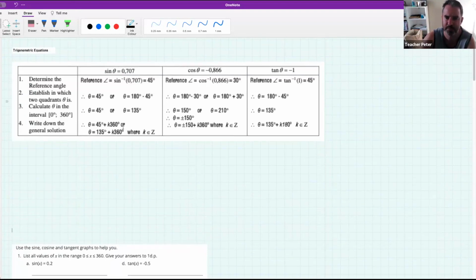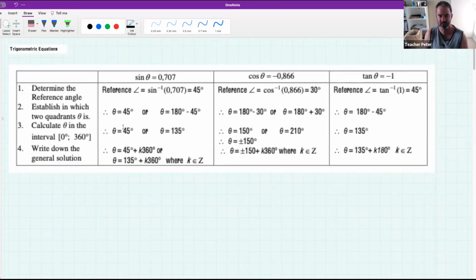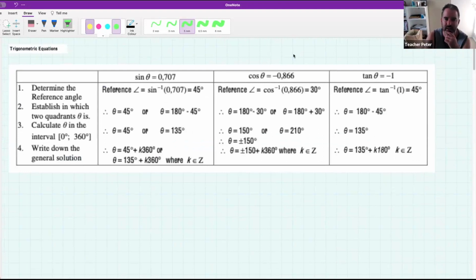Just give me a thumbs up if you can see the print okay in this table. Okay, fantastic. Simtanda, can you see okay? Fantastic.